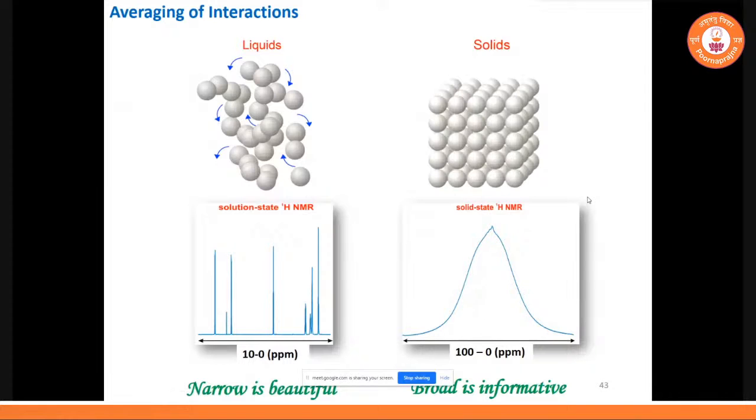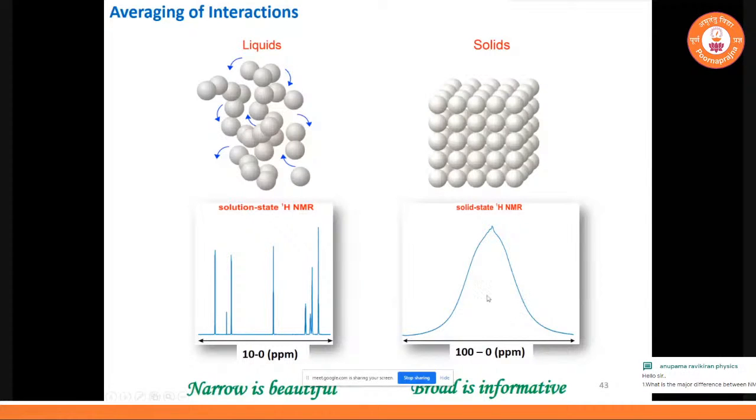So now this is a general situation. In liquids, there is a rapid tumbling of molecules. We'll have isotropic information, lines are well resolved. Whereas in solids, motion is restricted. Now you have an inherent line broadening.